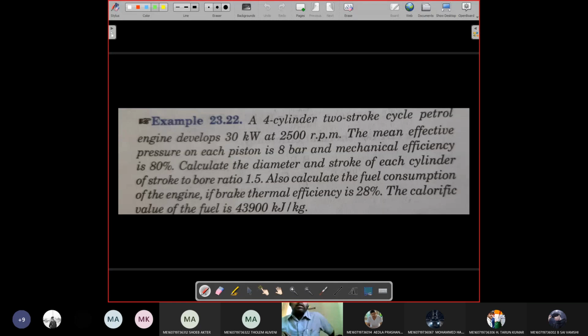Four cylinder, 2 stroke. Power developed, 30 kilowatt brake power is given, and 2500 RPM. The mean effective pressure on each piston is 8 bar, and mechanical efficiency is given. Calculate the diameter and stroke of each cylinder, where the stroke to bore ratio is given. Calculate fuel consumption of the engine if the brake thermal efficiency and calorific value are given. Do you have any doubt here?